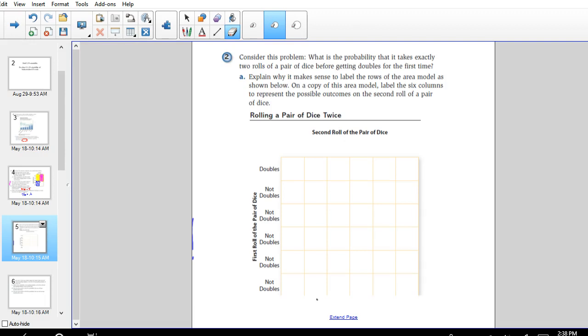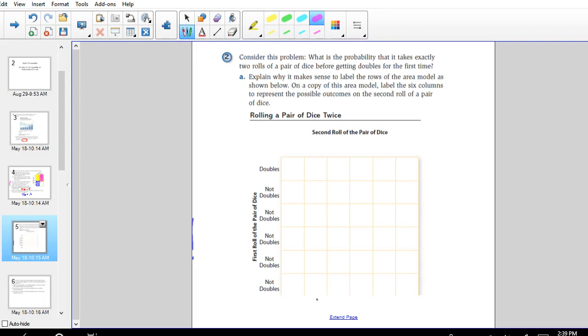So whenever you think about rolling doubles, there are 6 different ways to get doubles. We could get 1 and 1, 2 and 2, 3 and 3, 4 and 4, 5 and 5, and 6 and 6. So there are 6 out of the total 36 possibilities for rolling the dice. So 6 out of 36 reduces to 1 out of 6.